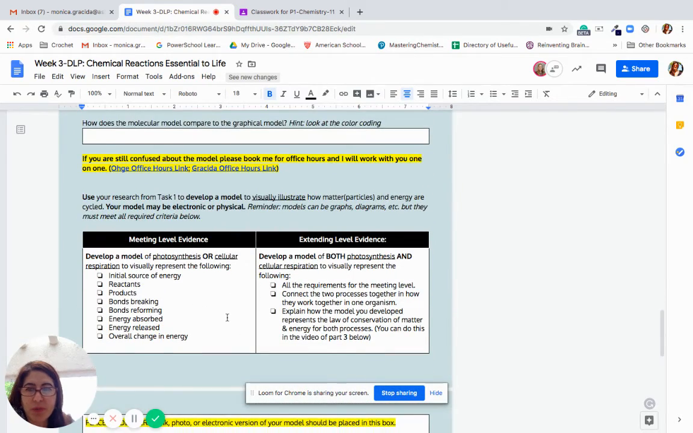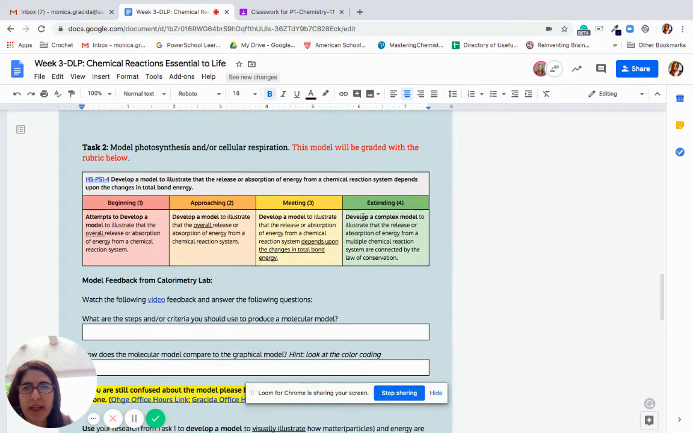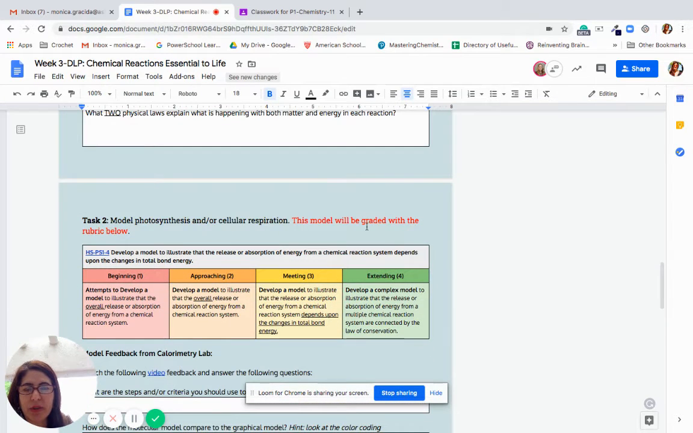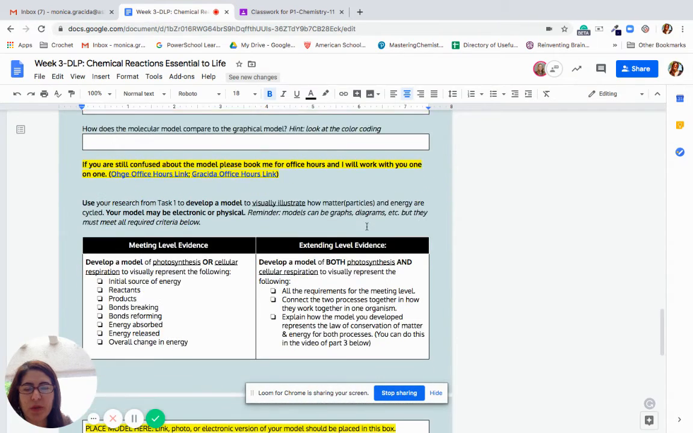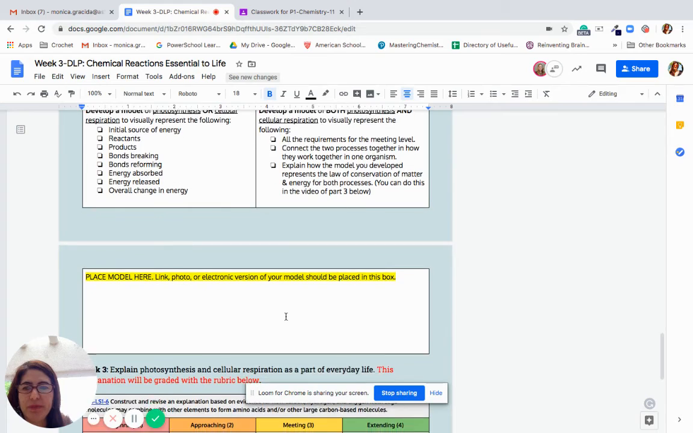Okay, so to keep it simple, we made these bullet points for you for what to do at a meeting level. This is what you need to show to get a meeting grade. And on this other column, what you need to do for an extending level. Remember that this model is graded. This model will be graded. So do your best. You're going to place your model here.